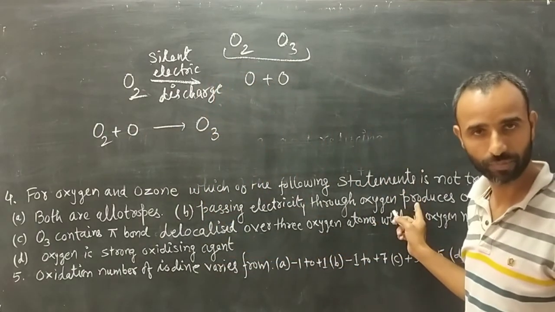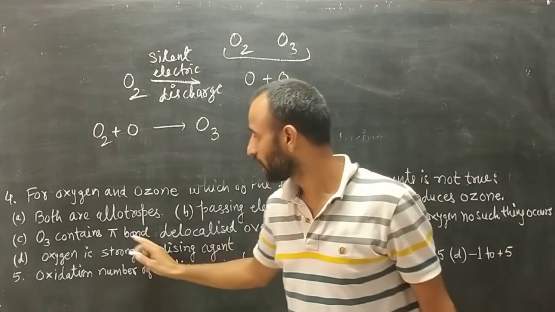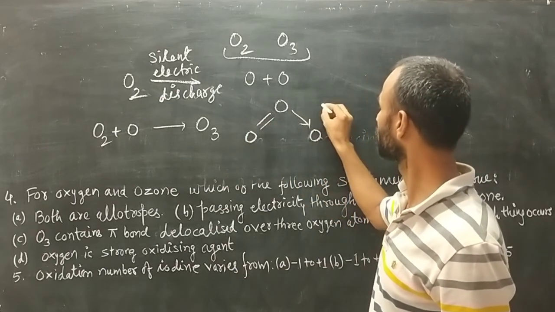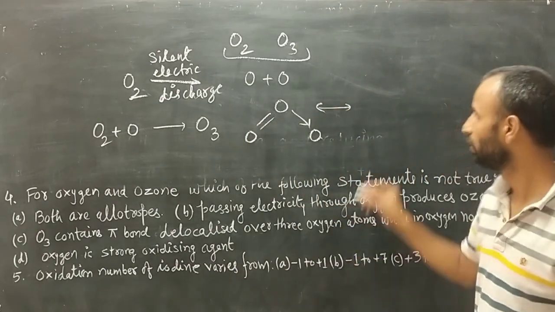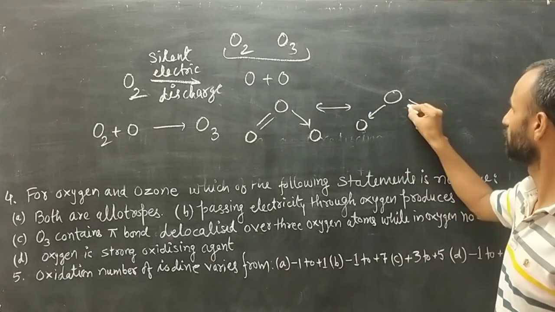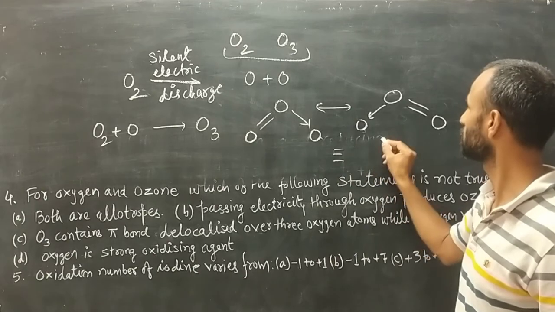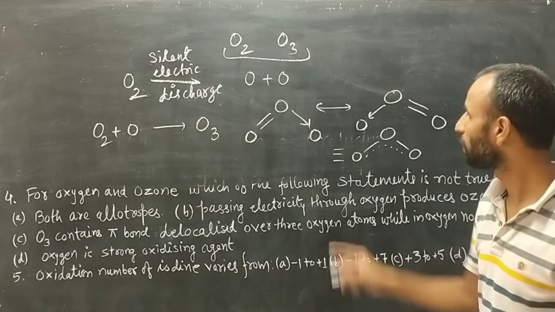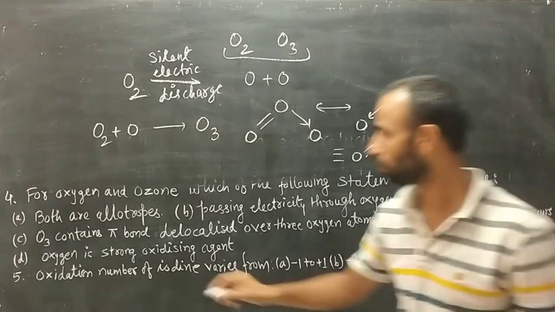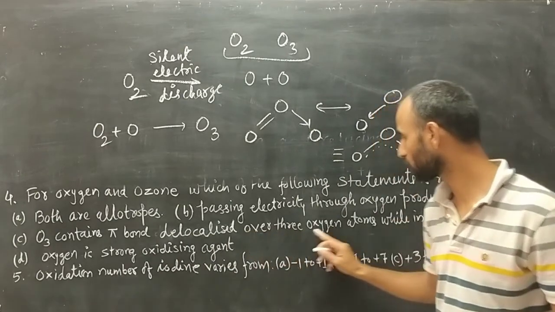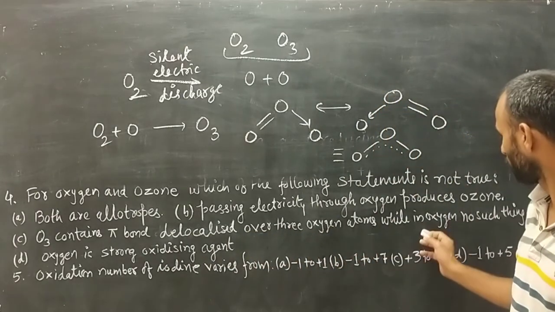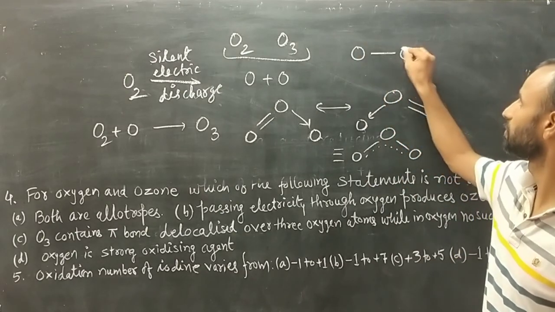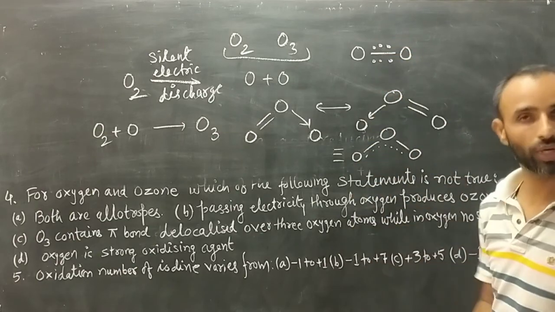So this is true. Now O3 contains pi bond. In O3, this is the case, and this is in resonance with this. That means resonance hybrid is this. This pi bond is delocalized. Okay, so O3 contains pi bond delocalized over 3 oxygen atoms, right? But in oxygen there is no such case. Okay, because there is only 2 atoms. There is no delocalization, right?